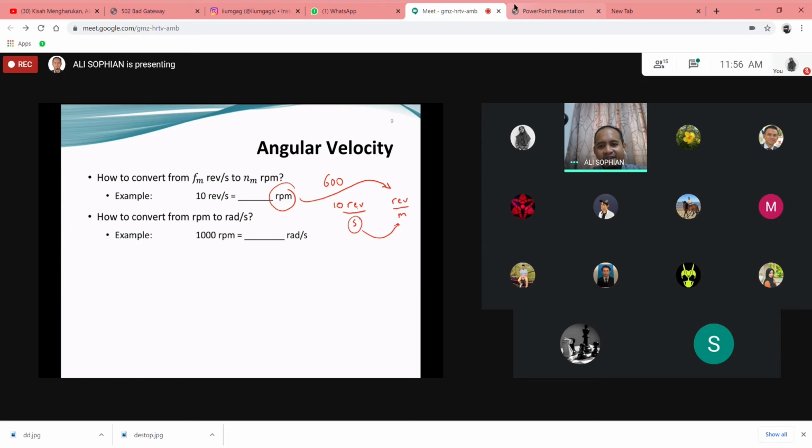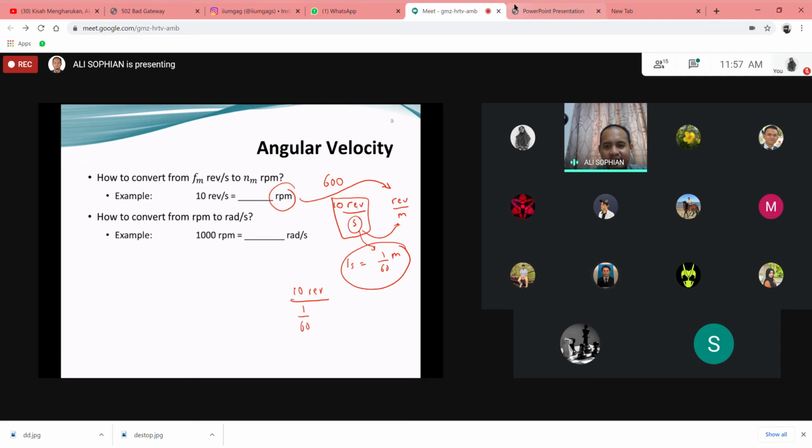How do you convert second to minute? 1 minute is 60 seconds. So 1 second equals 1 over 60 minutes. From here, you can substitute S with 1 over 60 minutes. So you've got 10 revolutions over 1 over 60 minutes.